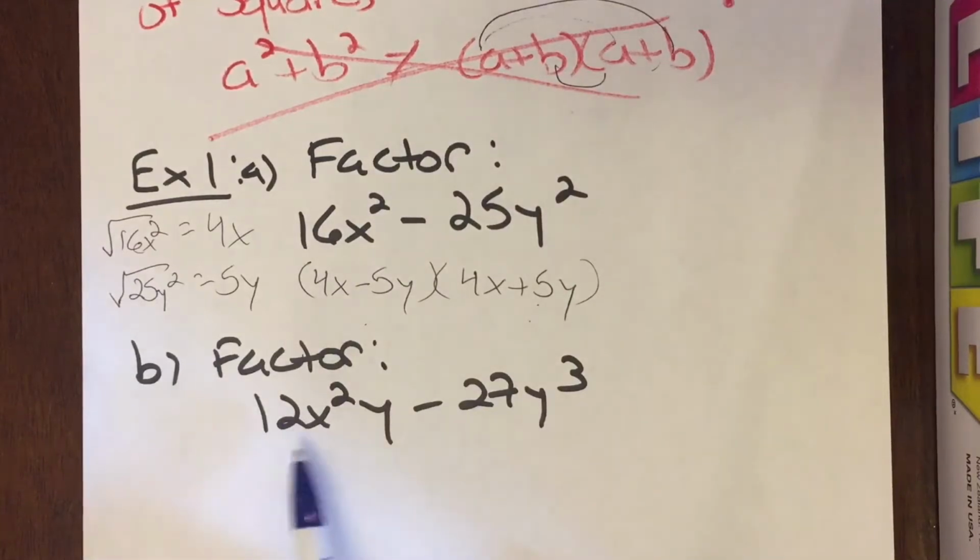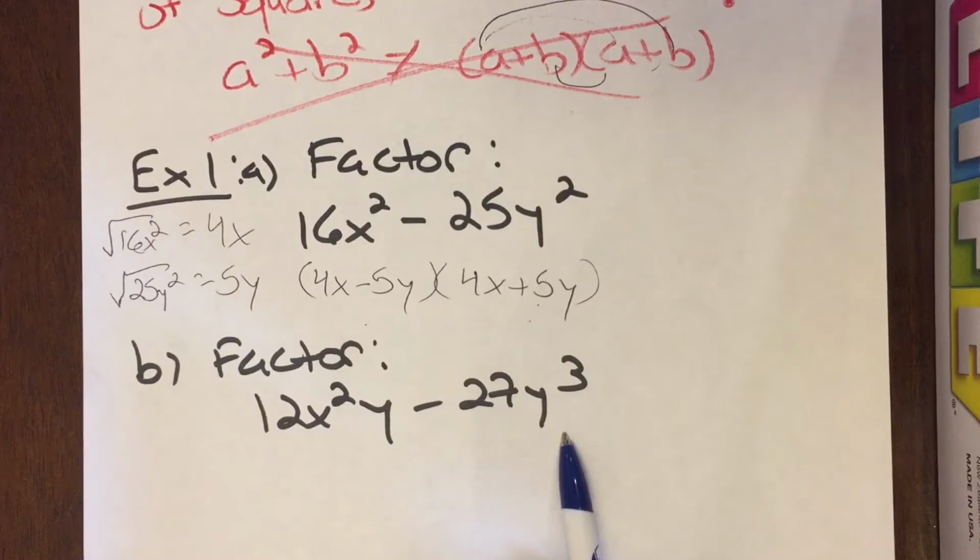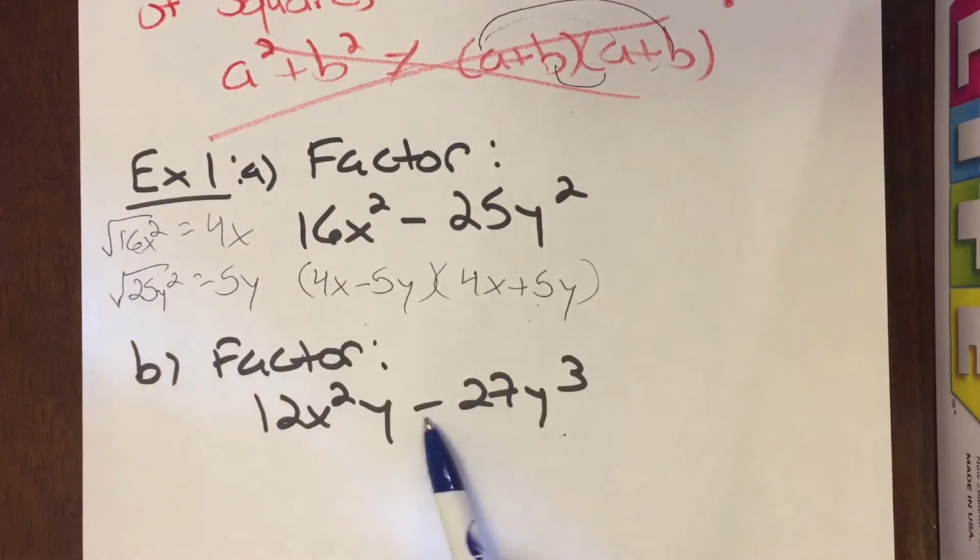So this one is 12x squared y minus 27y cubed. When you initially look at this problem, you might not even think it's the difference of squares. Because even though there's subtraction and there are two terms, you can't take the square root of each term. There are no perfect squares in there. But remember, you always have to look for a GCF first.